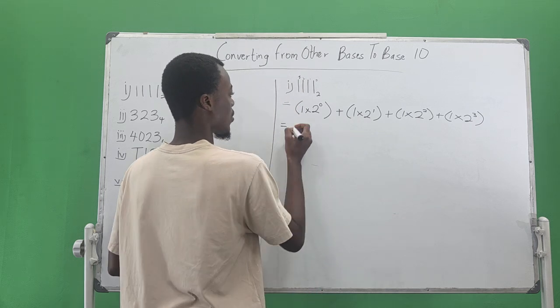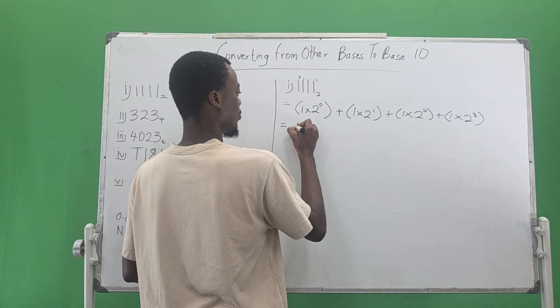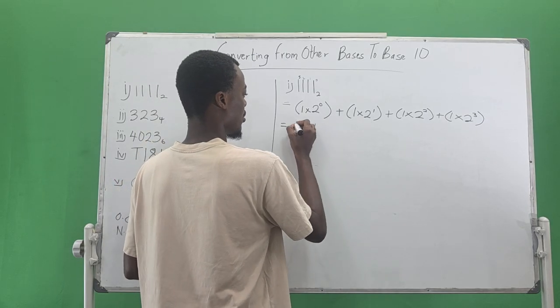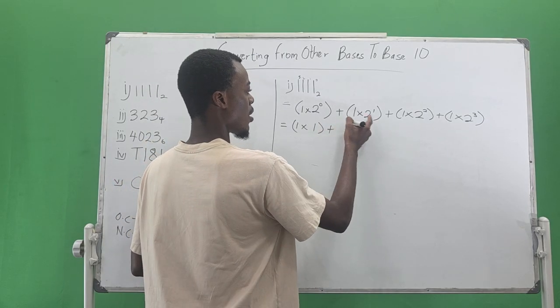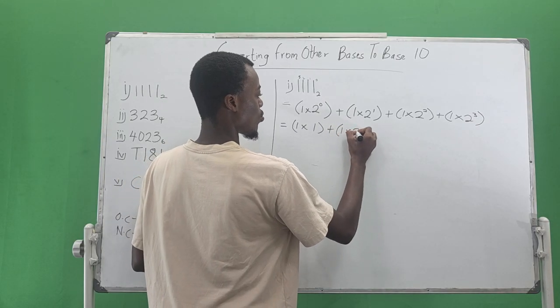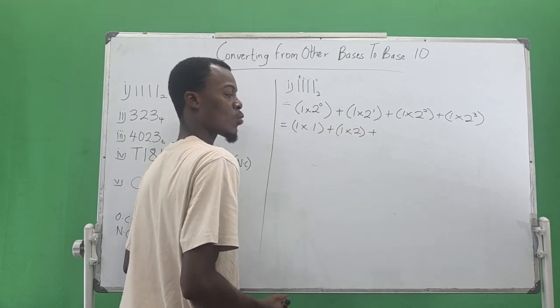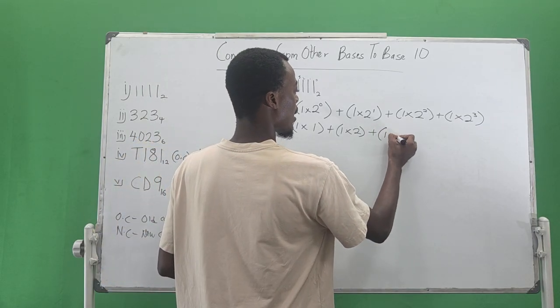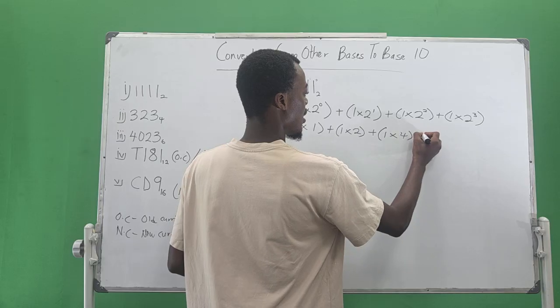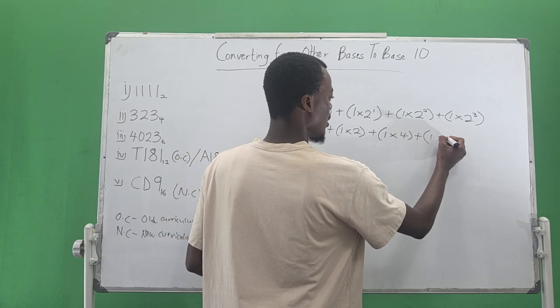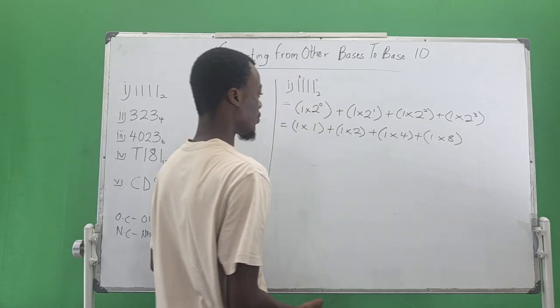So now we have 1 times 2 exponent 0, which is the same as 1. Next, 1 times 2 exponent 1 is the same as 2. The next one, 1 times 2 exponent 2, is the same as 1 times 4. And the last one, 1 times 2 exponent 3, is the same as 1 times 8.